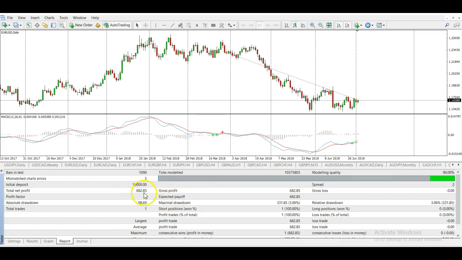Just imagine you had $10 a pip. That was $7,000 in the space of 3 months. Okay, on one trade alone. That's one trade alone using our strategy.